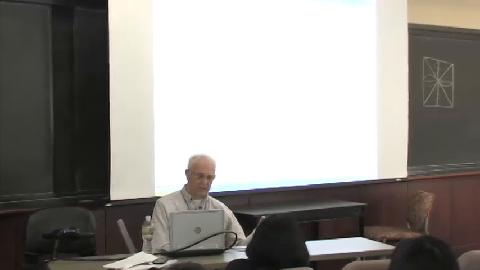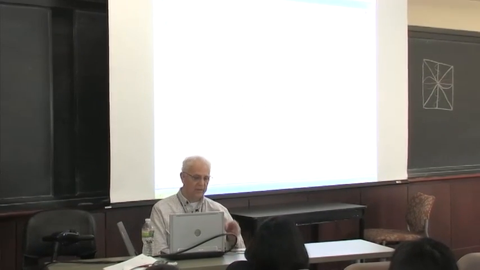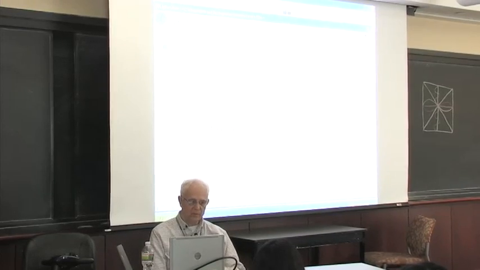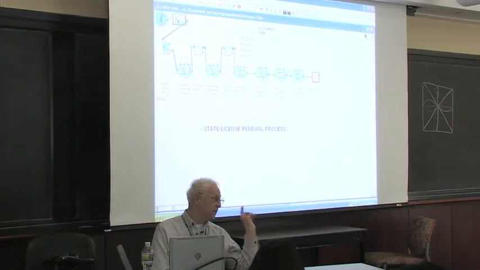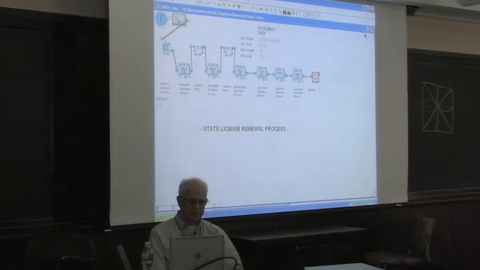I'm going to show you some models. This first model is about getting your license at the Massachusetts registry. I don't know what it's like now, but it used to be that you had to take half a day off from work to get your license because it took so long. Part of the reason was this process in front of you.